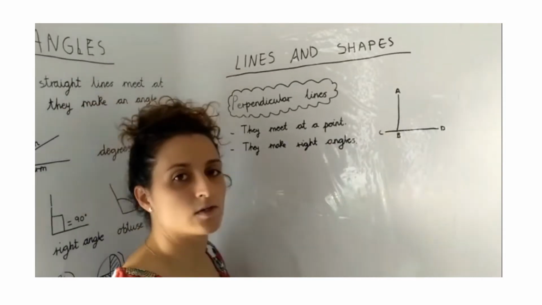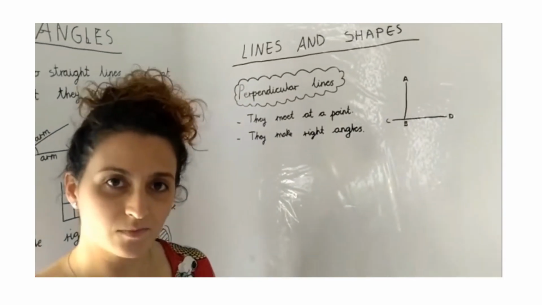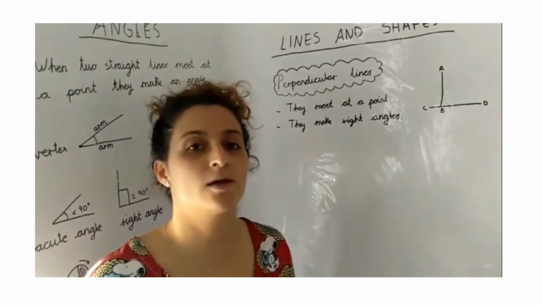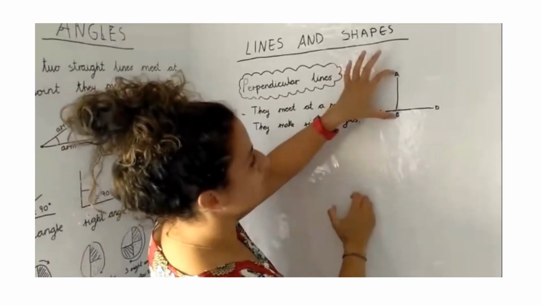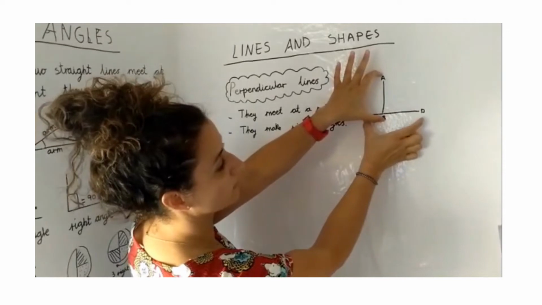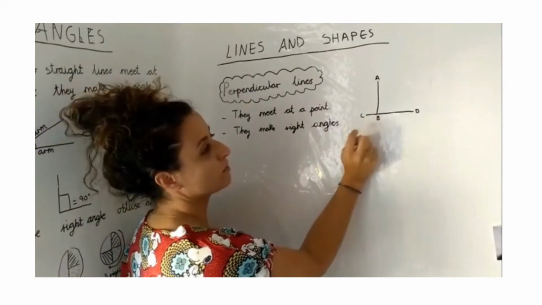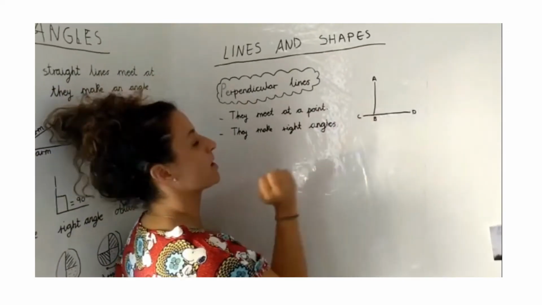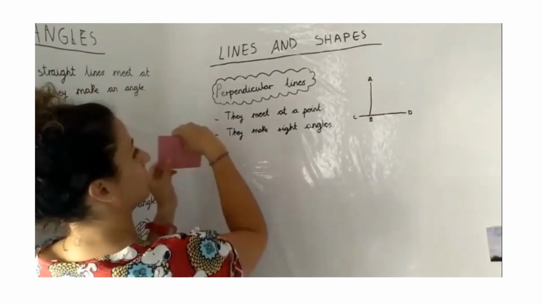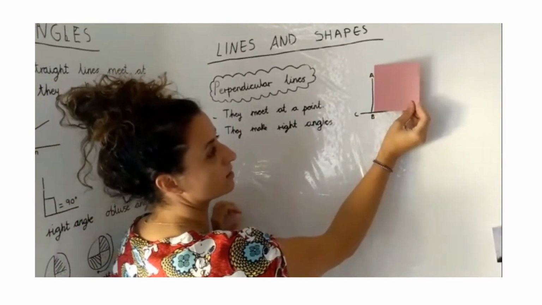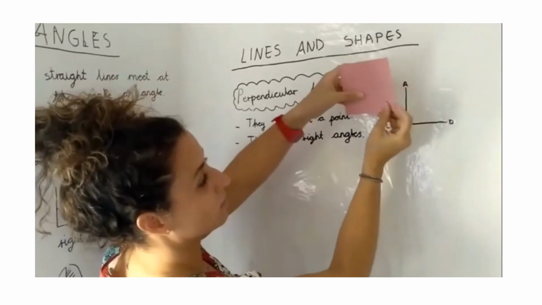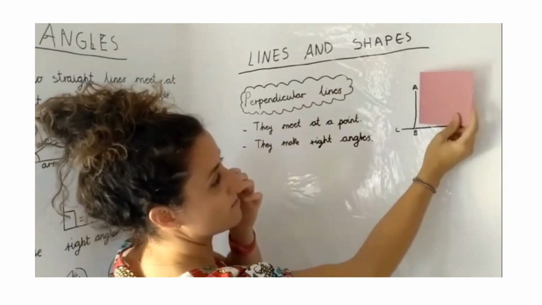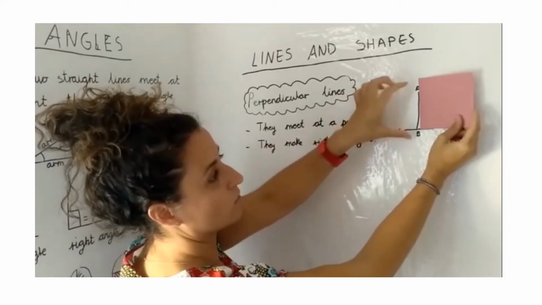Are these perpendicular lines? What do you think? Do they make a right angle? Do they meet at a point? Well, let's check. So AB is perpendicular to CD because they meet at a point and they make a right angle. And I can use my right angle tester to check if they make a right angle. Yes? So AB is perpendicular to CD because they make a right angle.